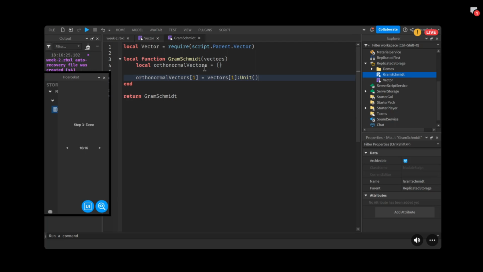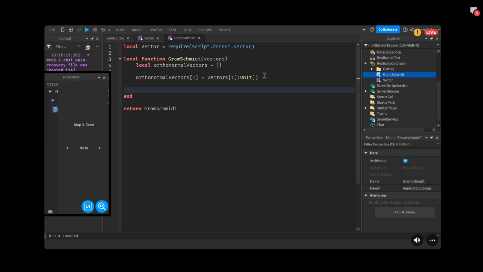You might take issue with this. We're going to come back to it. There's an issue here if the vector is the zero vector. If it's the zero vector, then we can't normalize it. But we're going to get to that. So we're just going through the same demo but in code.